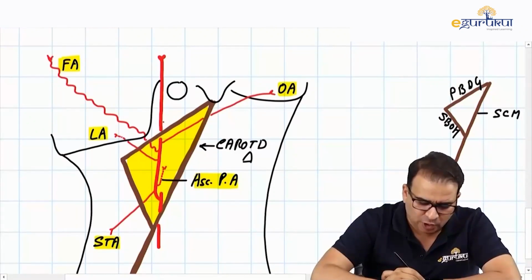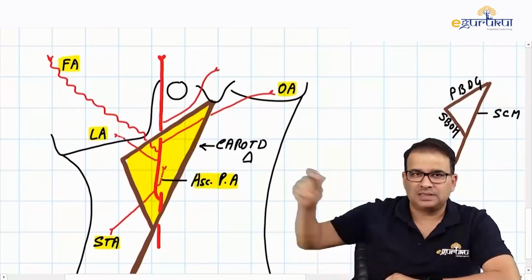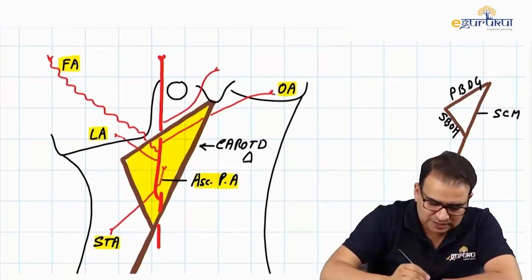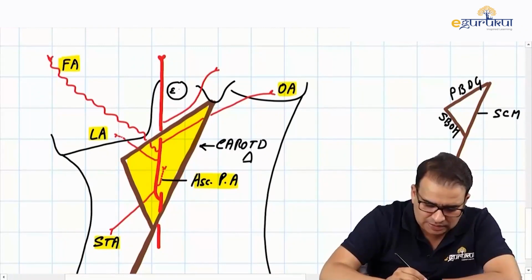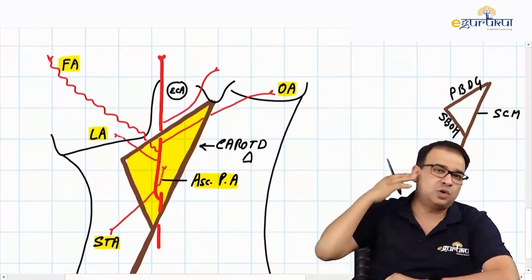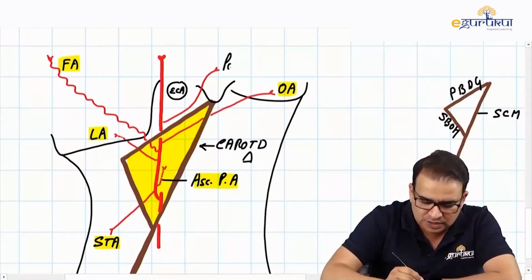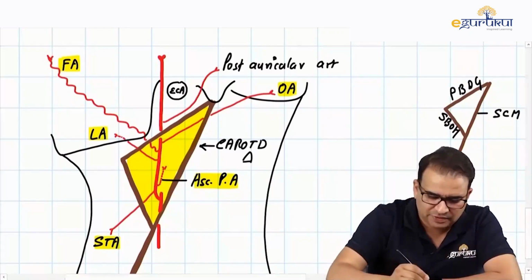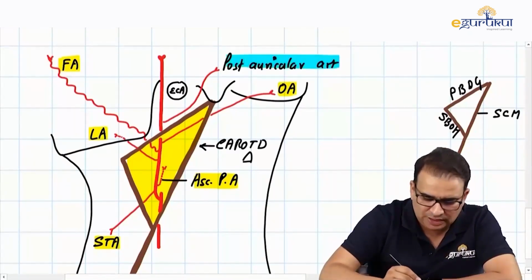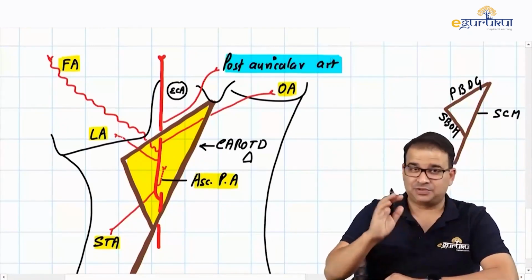And the name is posterior auricular, so obviously the artery will be going behind the auricle like this. That's the external auditory canal. You can see this is, I'm writing EAC, that's external auditory canal. So you can see it is going behind the external auditory canal or auricle. That is posterior auricular artery. Let me just give it a different highlighter because this is not in the carotid triangle. It is in the digastric triangle.